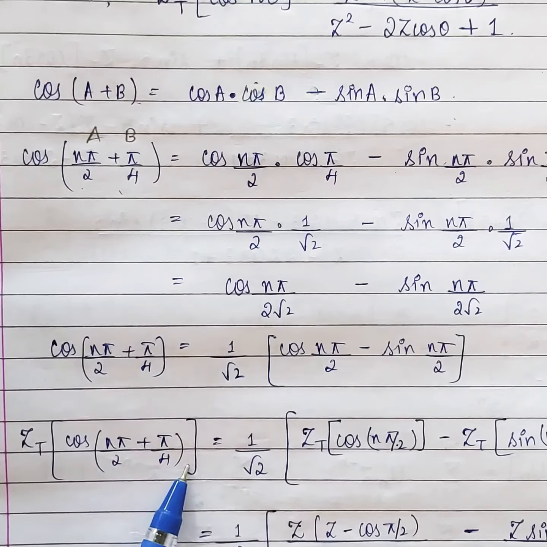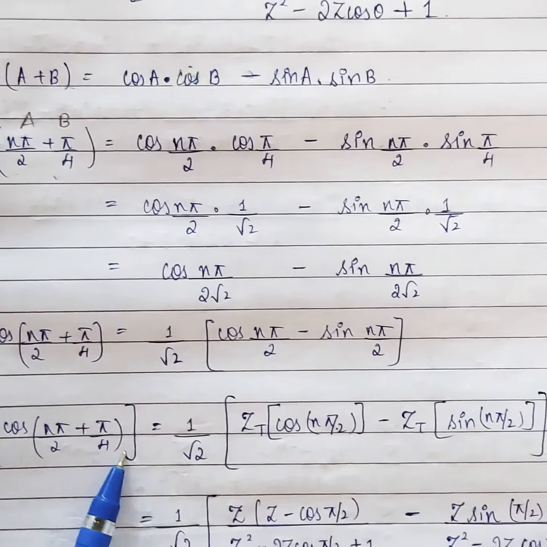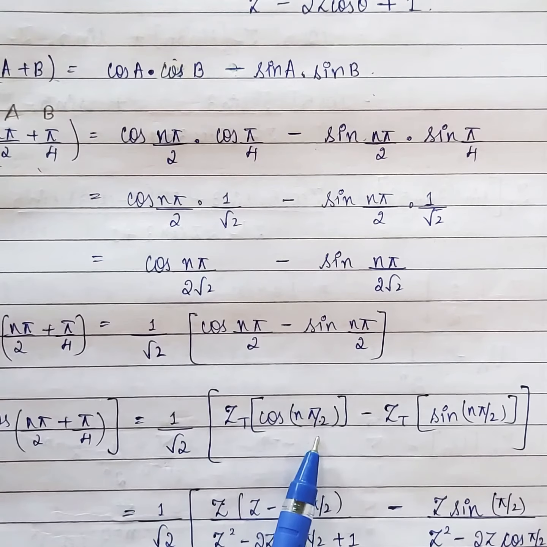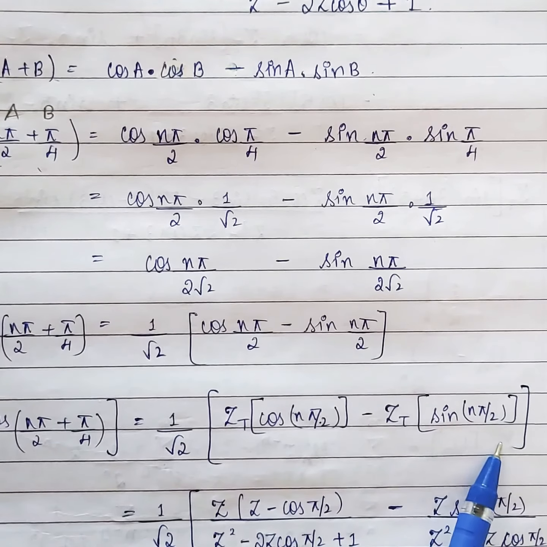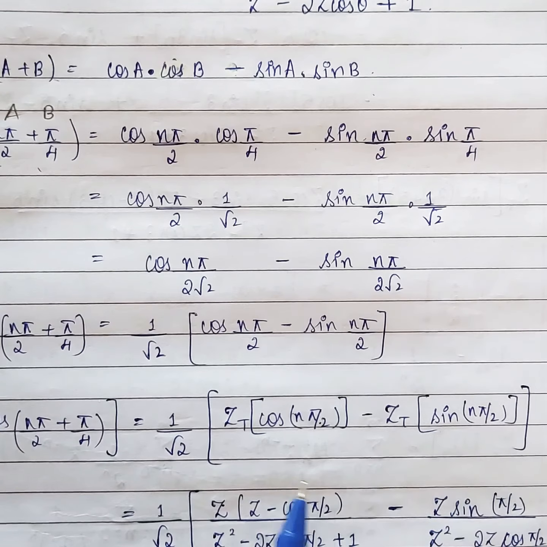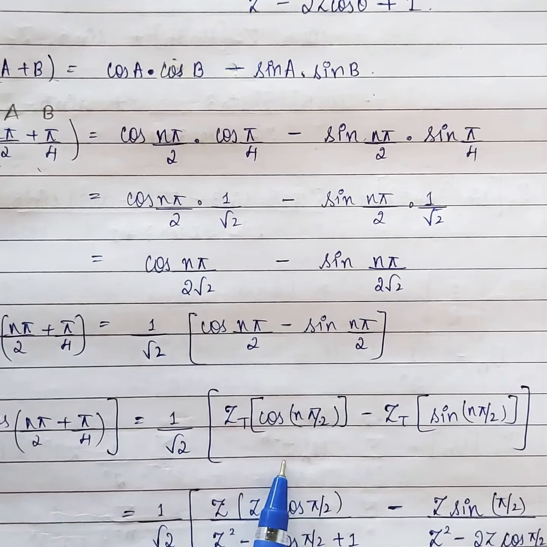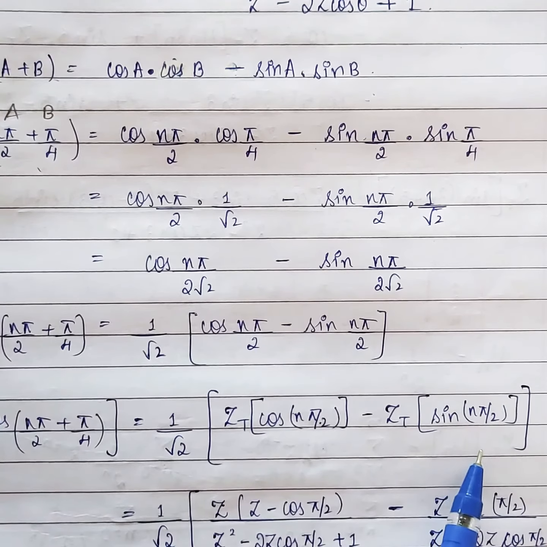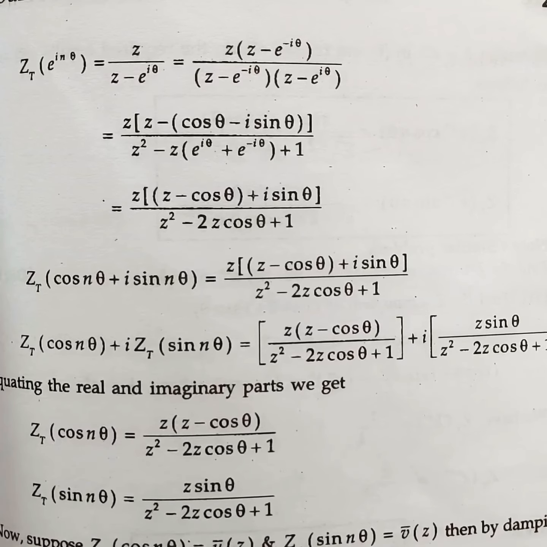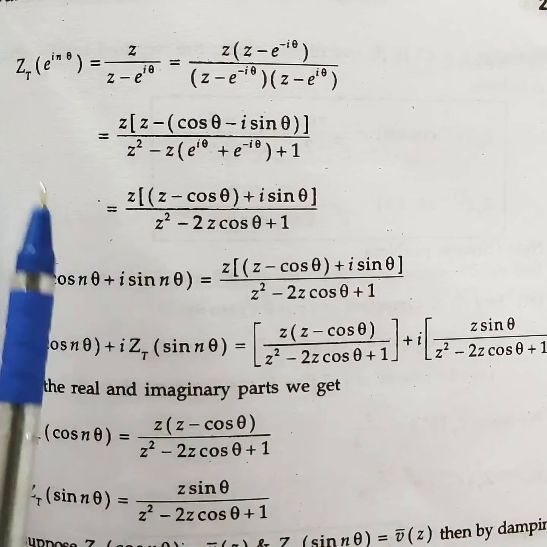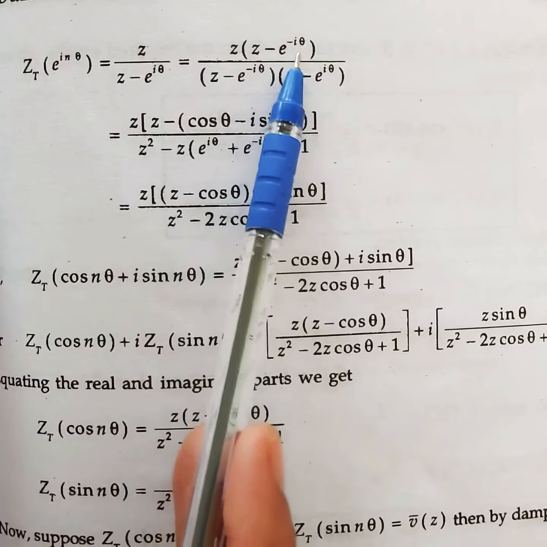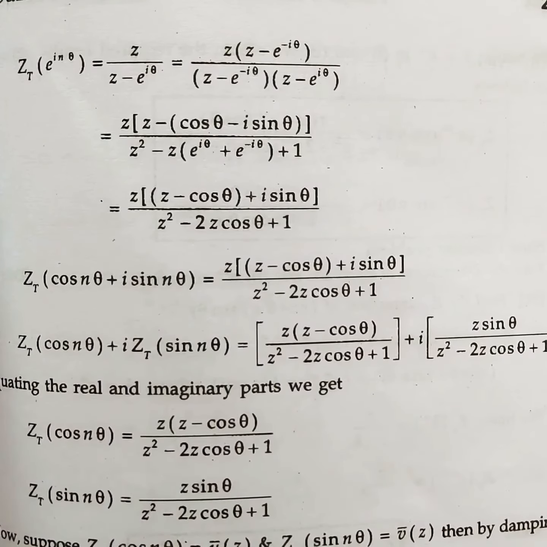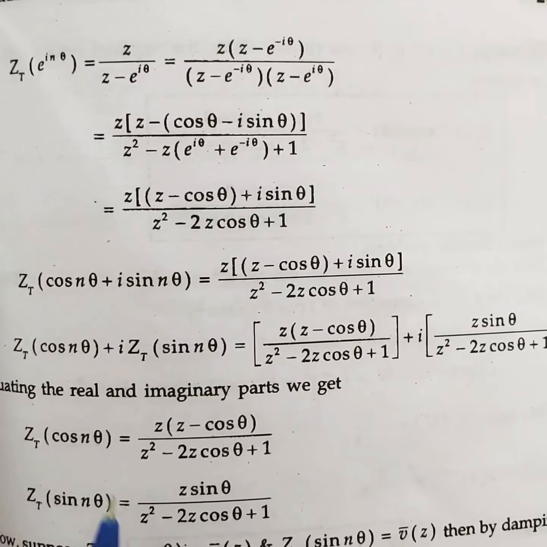Z transform of, this is our question. This is nothing but we are just taking out the constant 1 by root 2 into Z transform of cos n pi by 2 minus Z transform of sin n pi by 2. Okay, so already we have derived Z transform of cos n theta and Z transform of sin n theta. So remember this derivation, we have multiplied by Z minus e power minus i theta. Here only theta changed. So you can take down this formula as it is.